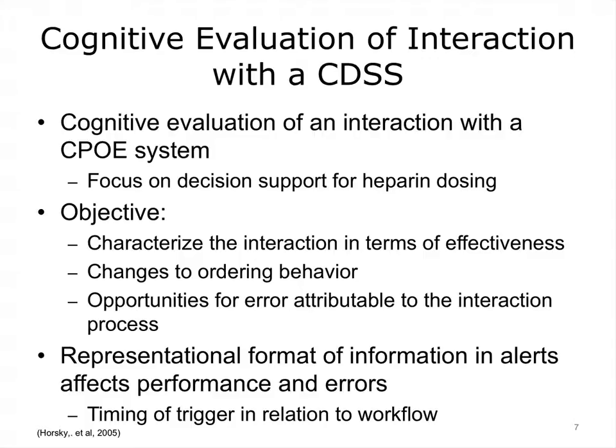We are now going to discuss a couple of studies that document problems associated with the use of CPOE systems and decision support. This first one is by Jan Horsky and colleagues. He studied the interaction with a particular CPOE system in order to characterize the interaction in terms of effectiveness, changes to ordering behavior, and opportunities for error attributable to the interaction process. The example described in the publication involves decision support for heparin dosing, a medication that is used to reduce blood clotting, an anticoagulant. The dose is based on a calculation of the patient's weight.